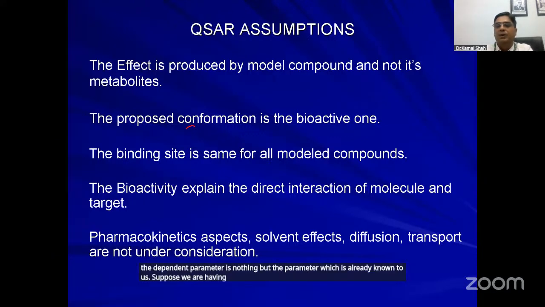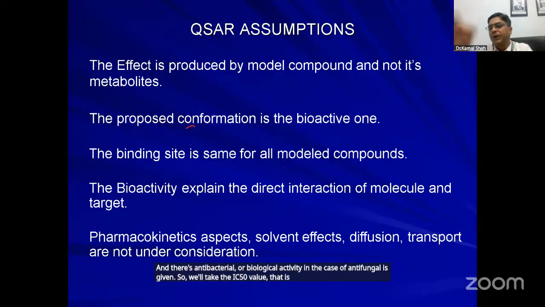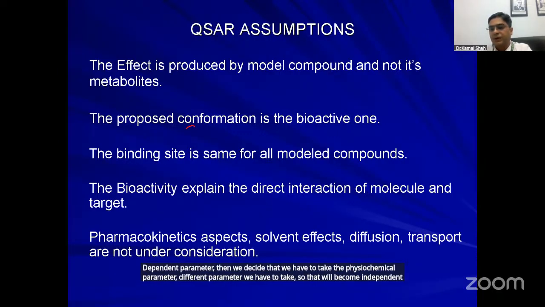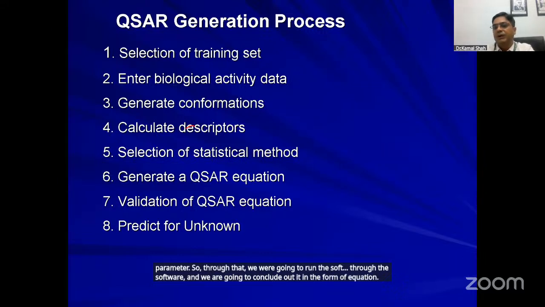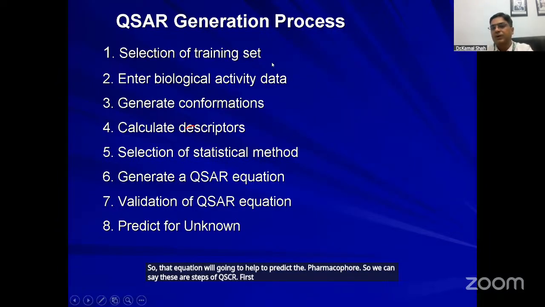Suppose we have taken a triazole series, and its biological activity, in the case of antifungal, is given. So we take the IC50 value as the dependent parameter. Then we decide the physiochemical parameters we have to take, and those become the independent parameters. We run them through the software and conclude it in the form of an equation. That equation will help to predict the pharmacophore. So these are the steps of QSAR. First of all, we have to select the training set. The training set is taken from research papers.